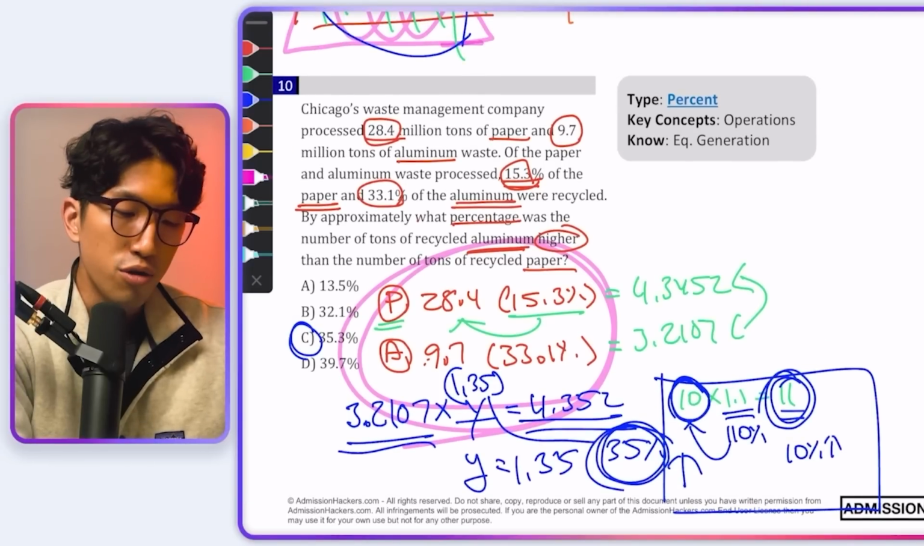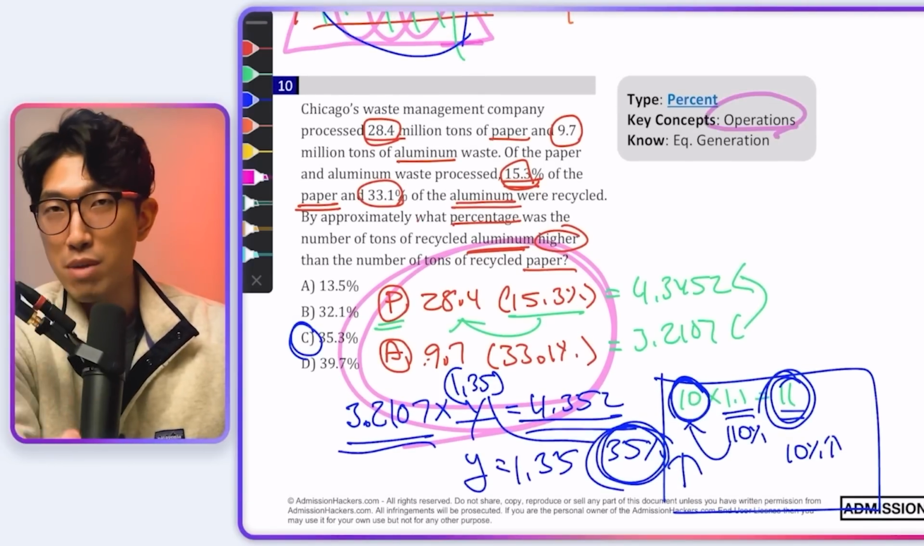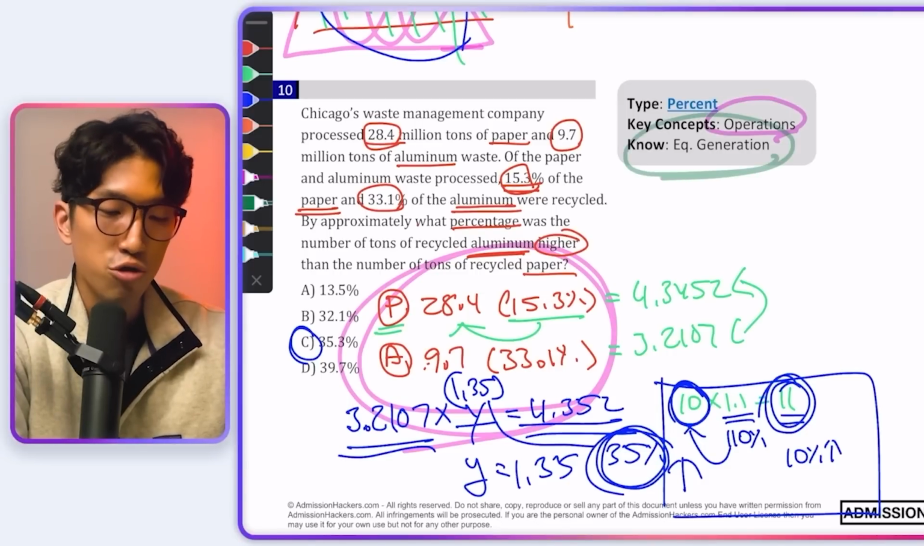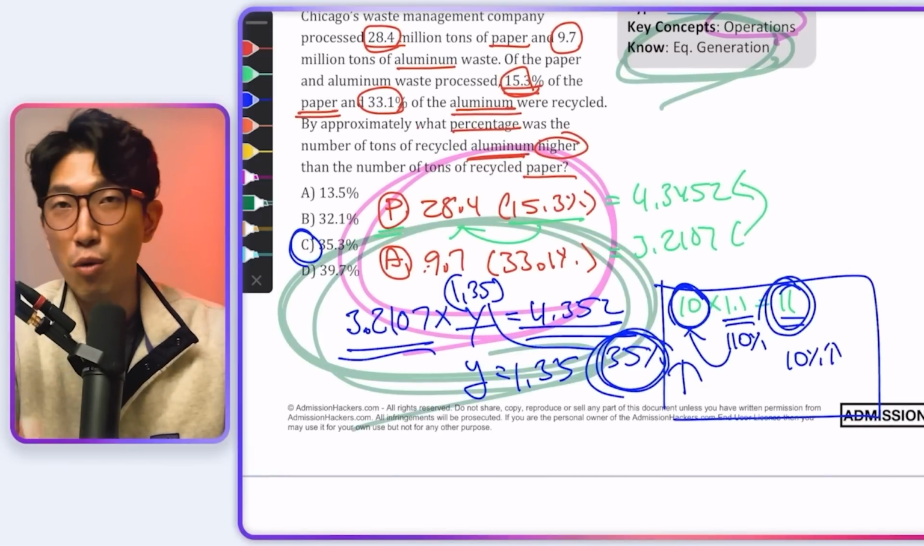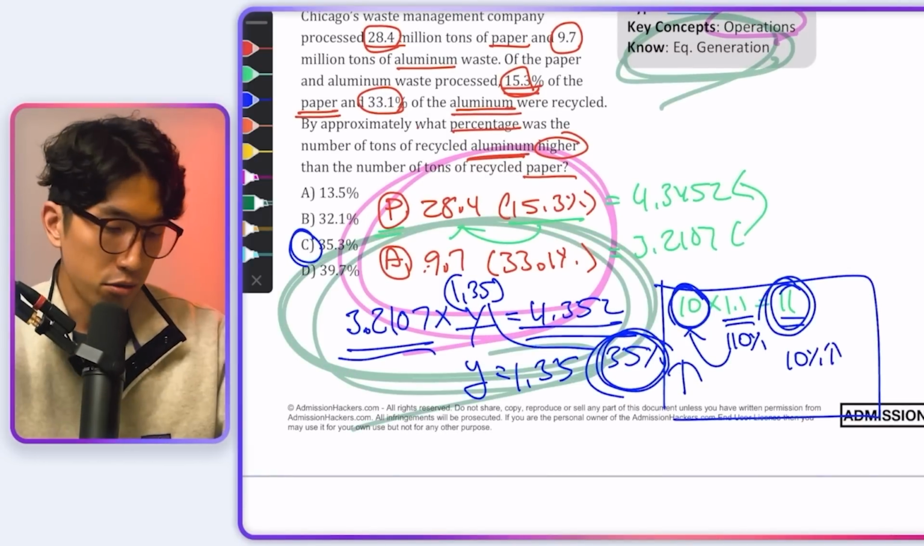So when it comes to these wordy and complicated questions, the first thing you should do is first have everything organized. It's not only a good habit for the SAT, but a good habit for the rest of your life and your career. Second, when it comes to percent questions, you definitely want to know how operations work. That's the bare minimum. But more importantly, you want to understand how to do equation generation so that you can find out the relationship between two numbers by setting up equations like so. It's just super handy. So let's go to the next question.